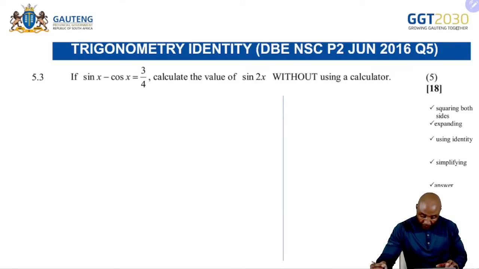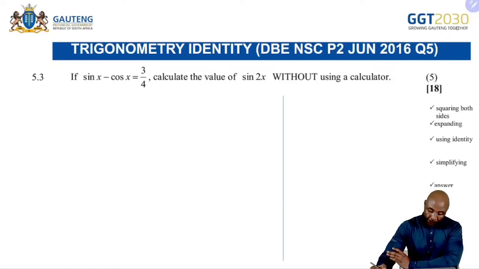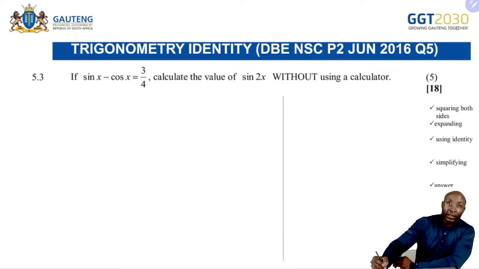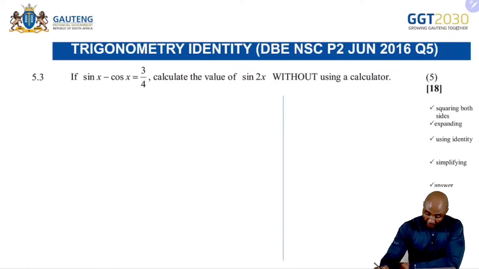Now, there is another question where we are supposed to calculate the value of sine 2x if given that sine x minus cos x is equal to 3 over 4, without using a calculator. Good people, this is not an equation. It looks like an equation, but it requires us to apply our mathematical knowledge.